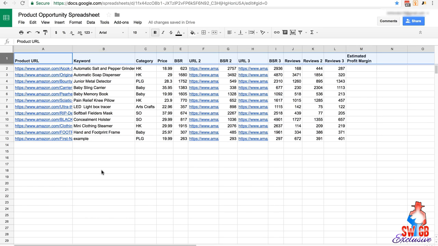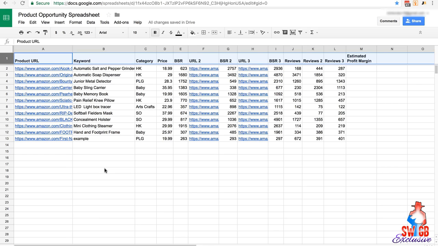So here we are back at our product opportunity spreadsheet. And as you can see, I've added a couple more products. Now I've only got 12, but you should have at least 15 to go through this process, especially for the first time. Now before we get started, I'm going to show you how to quickly calculate your estimated profit margin.